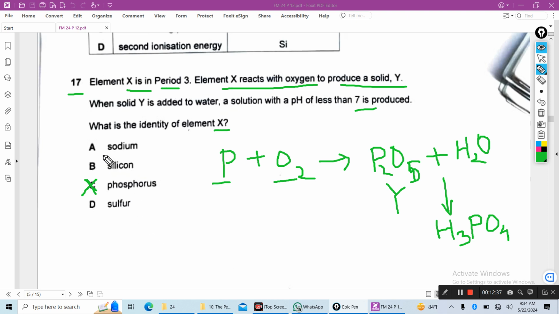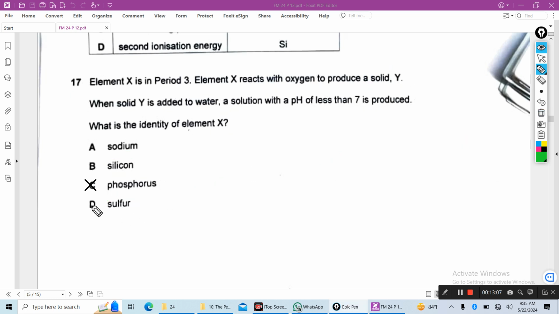Others: sodium, A is wrong. Why? Sodium reacts with oxygen, sodium oxide dissolves in water, alkali is formed, pH will be higher, more than 7. This is wrong. Silicon dioxide does not dissolve in water. Sulfur reacts with oxygen to produce sulfur dioxide gas, not solid. So C is the right answer, phosphorus.